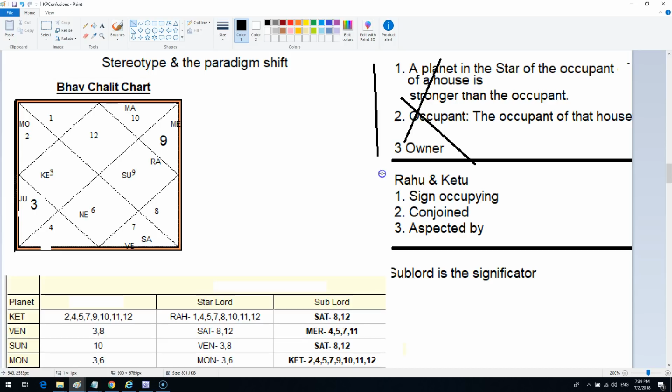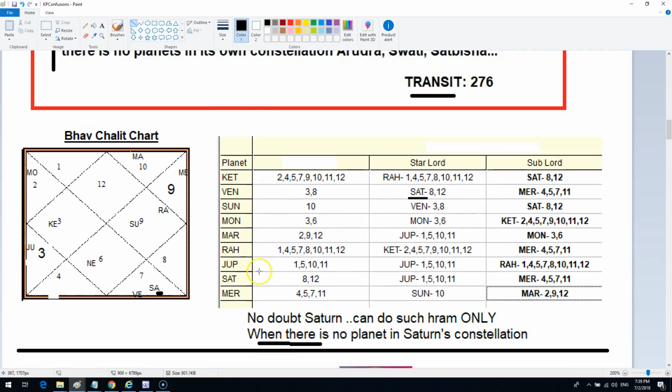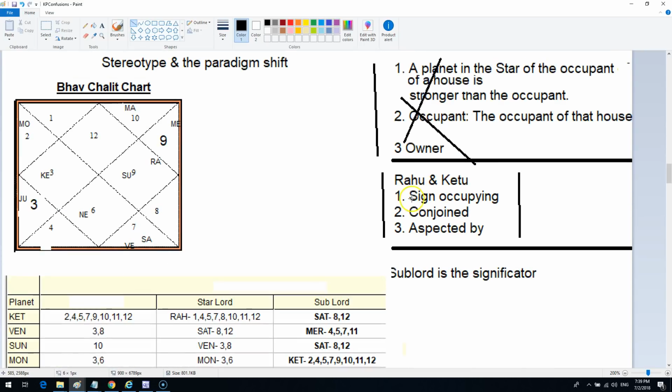And then for Rahu and Ketu, there are special rules. When Rahu and Ketu are occupying a sign, then they represent the planet who is the owner of that particular sign. That's the first thing. Second is that if they are conjoined with some planet, then they are going to represent that planet. And third is that when they are aspected by a planet, then they are going to represent that planet also. Now, if you take all these three rules for Rahu and Ketu into account, then you end up with what I showed you: Ketu and Rahu representing pretty much everything, even beyond the horoscope. So this is another source of great confusion in KP astrology.